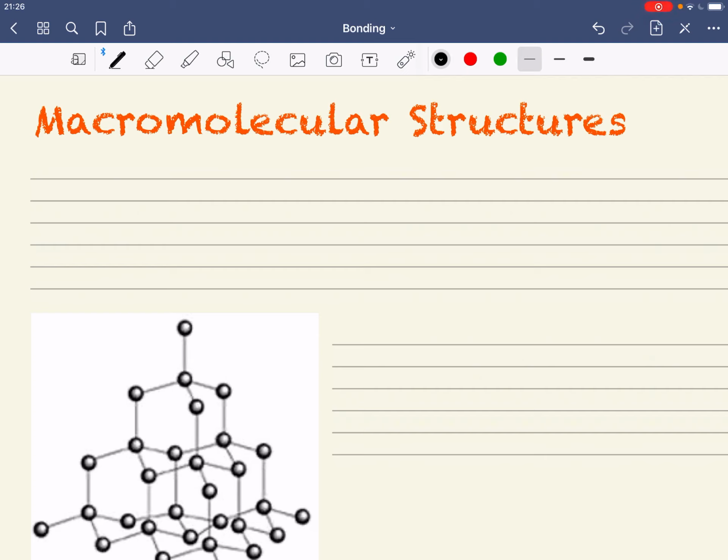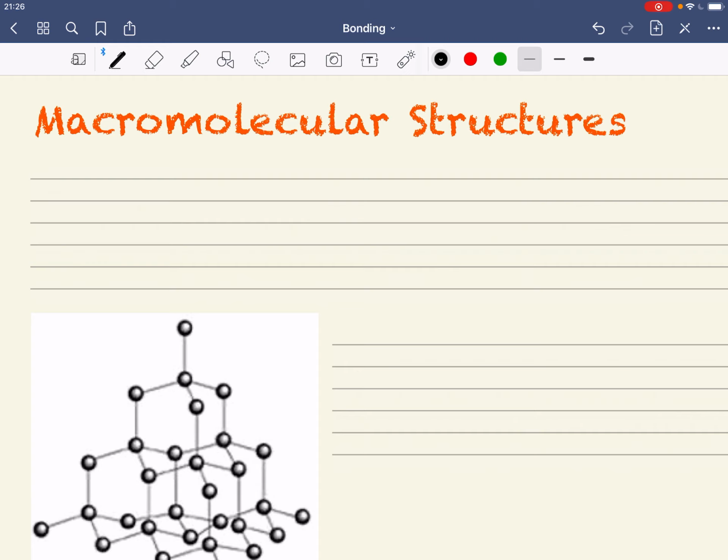Here we're going to take a look at macromolecular structures, one of the 4 structures that we need to be aware of in the bonding section. Remember, we have looked at giant ionic, giant metallic, and macromolecular now is going to be mentioned in this video, and we'll also be looking later on at simple molecular structures.